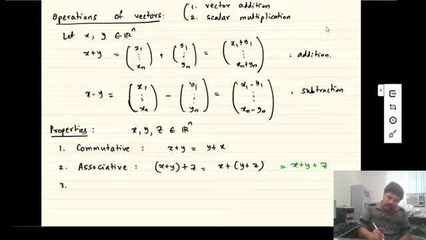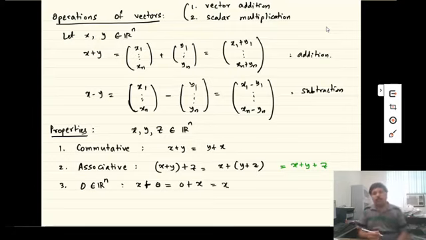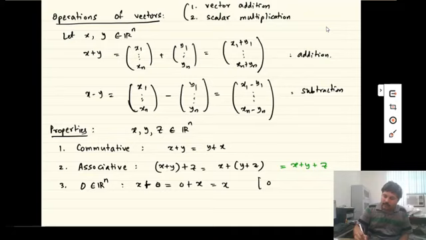The third thing is 0 in Rn. For this 0 vector in Rn, what we have is x plus 0, because of commutativity, is same as 0 plus x, and this is same as x. So 0 is a very special, very interesting vector. You add the 0 vector to any vector x, you still get the same vector x. So this 0 is called the additive identity.